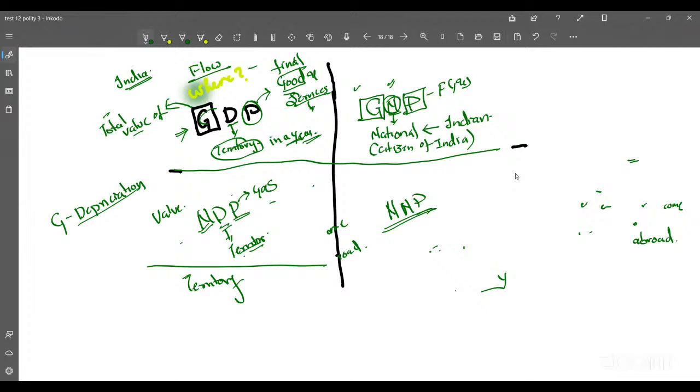So the value of goods and services produced by Indians or by the nationals, after deducting the depreciation cost, is what we call net national product, and this is how you have to mention it. You're getting the point. Like this, if you are able to define all the concepts in economics, you are good to go.